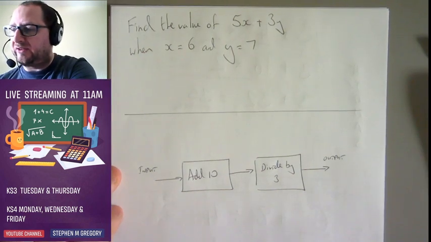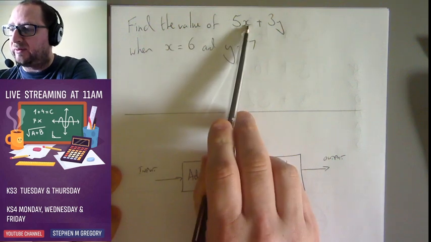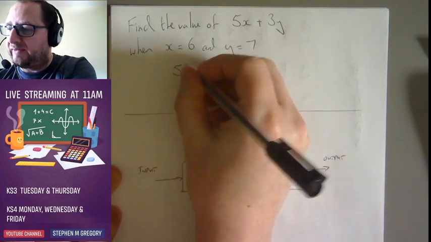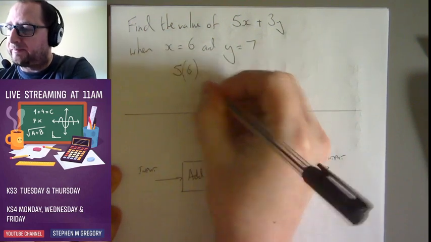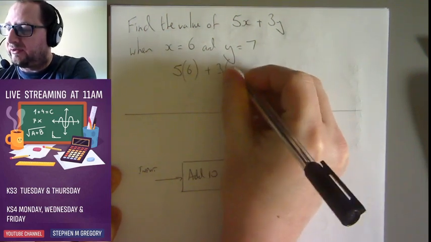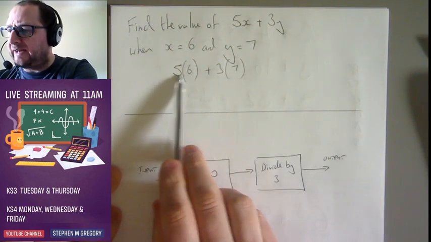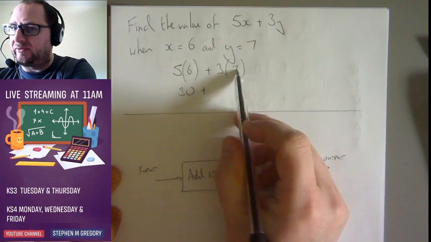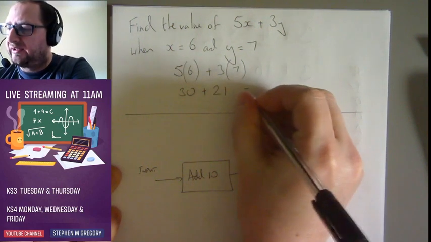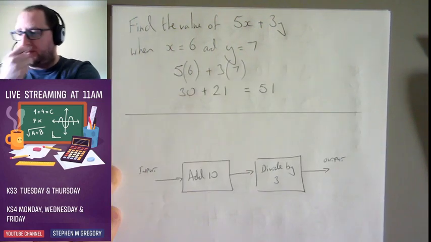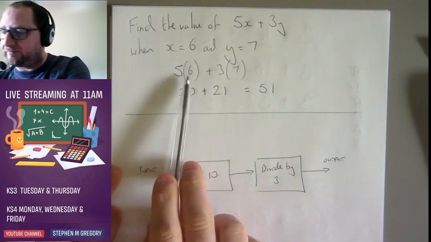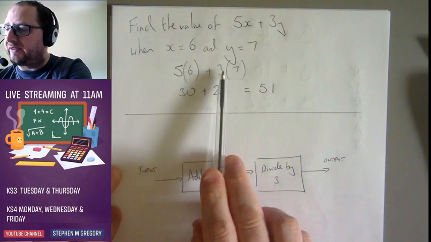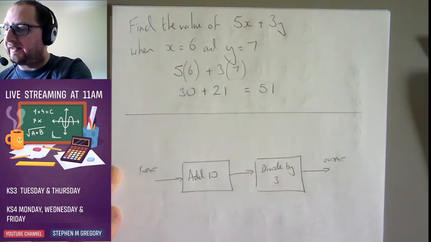The first question asked us to substitute a 6 for the value of x and a 7 for the value of y. So we end up with 5 lots of x and 3 lots of y. And 5 lots of 6 will generate 30, and 3 lots of 7 will generate 21, and that will produce an answer of 51. So we're substituting in the x and the y values, and then of course 5 of the x and 3 of the y, and then added together.